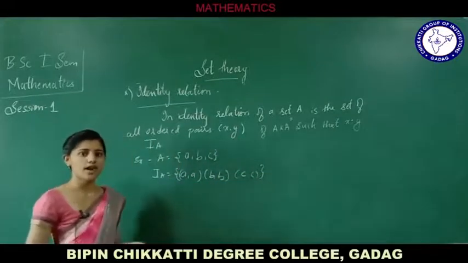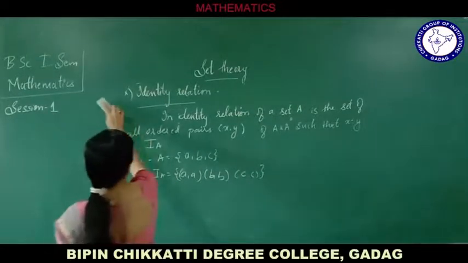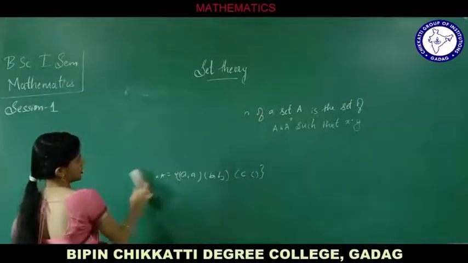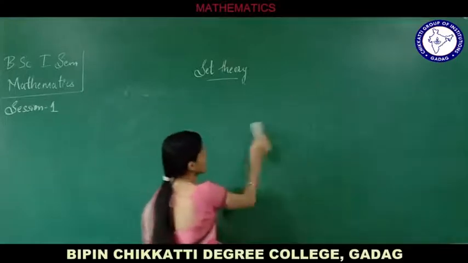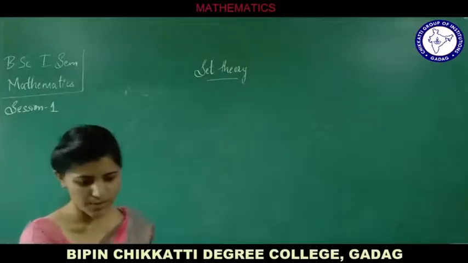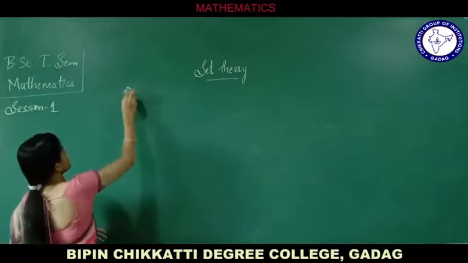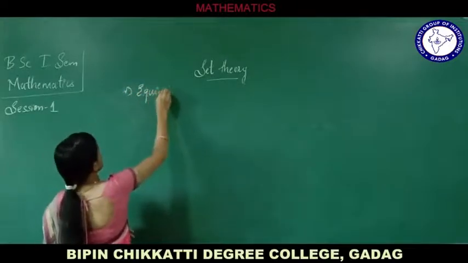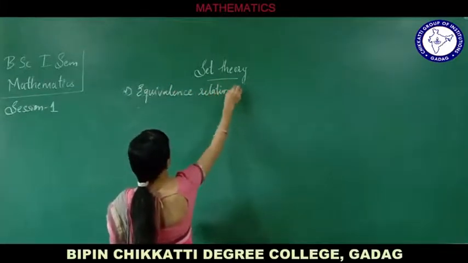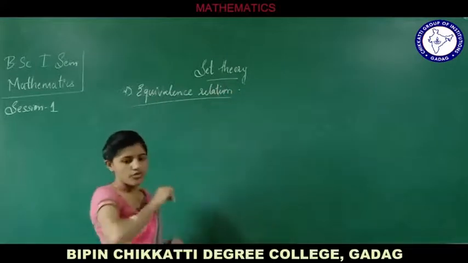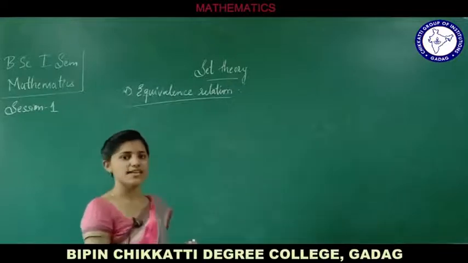Now next we are going to study about equivalence relation. When are we going to say that a relation is an equivalence relation? To say that a relation is an equivalence, we have three conditions. Those three conditions are: one, it should be reflexive; the other is symmetric; and the third is transitive. First we are going to study about equivalence relation. A relation R on a set A is said to be an equivalence relation.